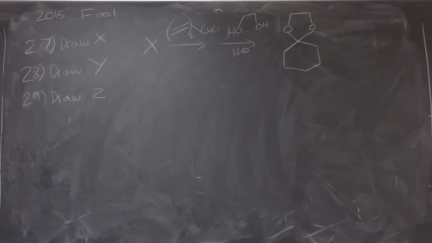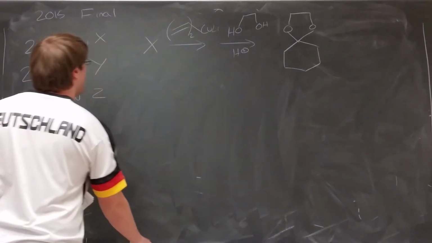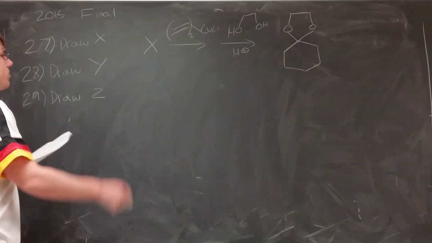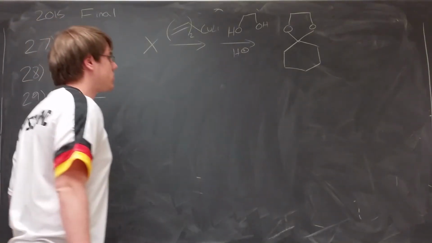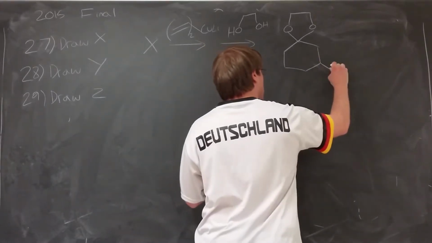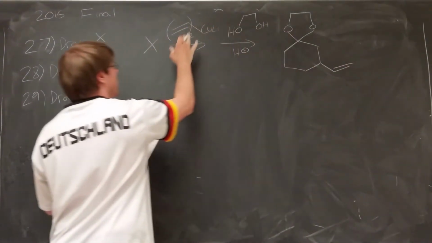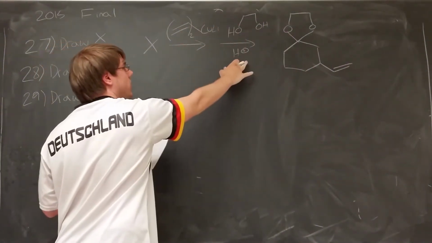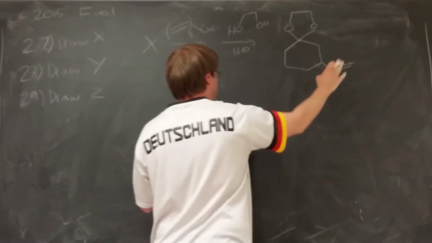Number 26, or sorry, number 27, 28, and 29 are all part of the same roadmap, so I'm going to go over them in one video. So let's start by figuring out what X looks like. We were told that following treatment with a Gilman reagent and an acetal protecting group, we're left with this.